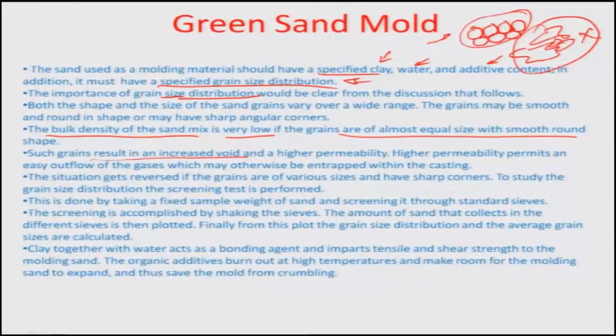So, such grains result in increased void and higher permeability, and obviously higher permeability permits easy outflow of the gases, which may otherwise be entrapped within the casting, apart from the strength issue that I was mentioning. And if you have various sizes and sharp corners of the grains, then the gas cannot come out so easily, and also it cannot accommodate the expansion of the sand, which makes it have lesser strength overall.